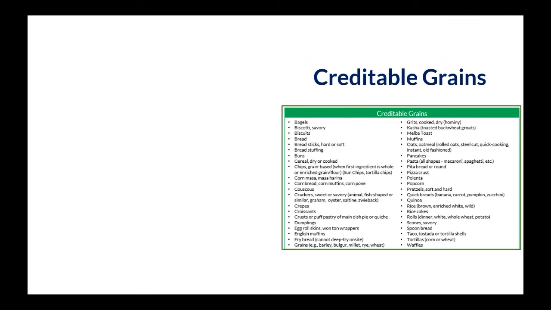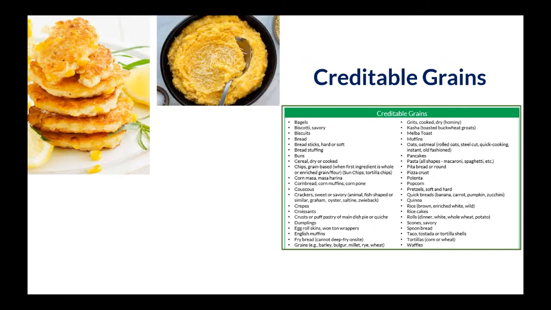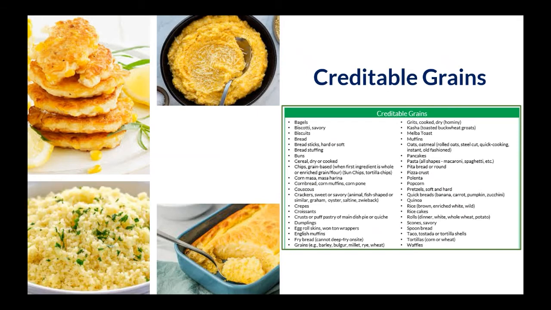The guide also lists some less common creditable grains. For example, corn pone, polenta, and spoon bread are all foods that are made with cornmeal and can provide an alternate to serving cornbread. Another one is couscous, which is a pasta and it's creditable. But please note that not all couscous is whole grain or enriched. So you must check the label to make sure that the first ingredient is a whole or enriched grain.